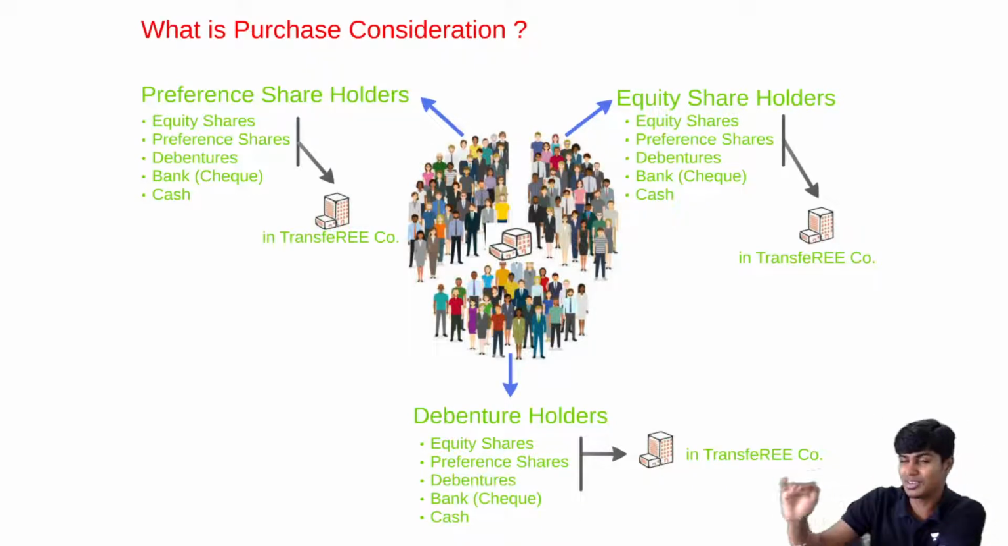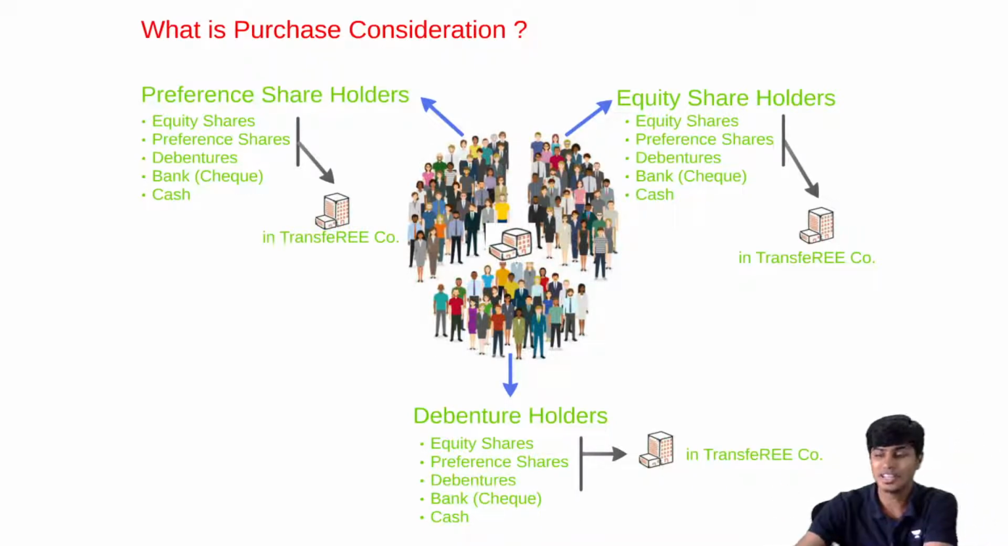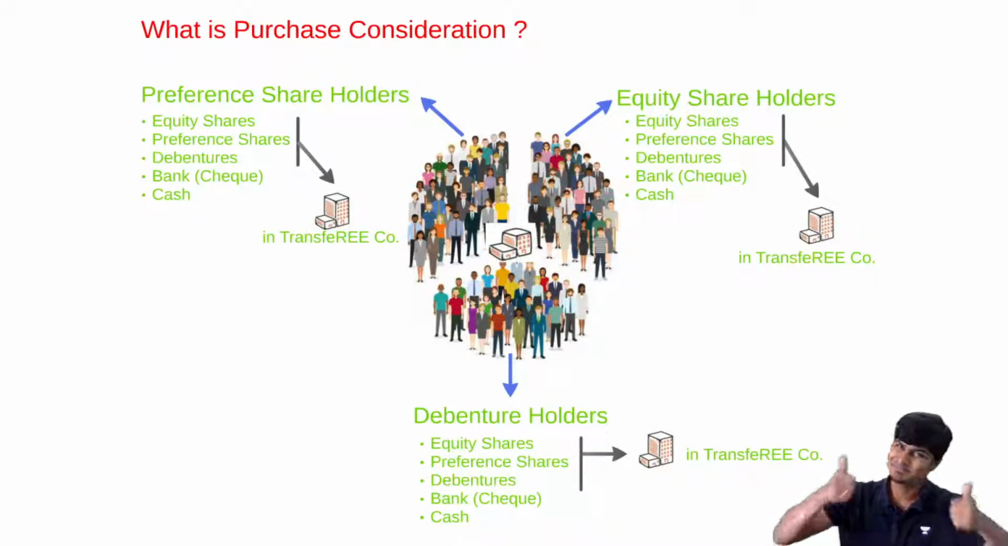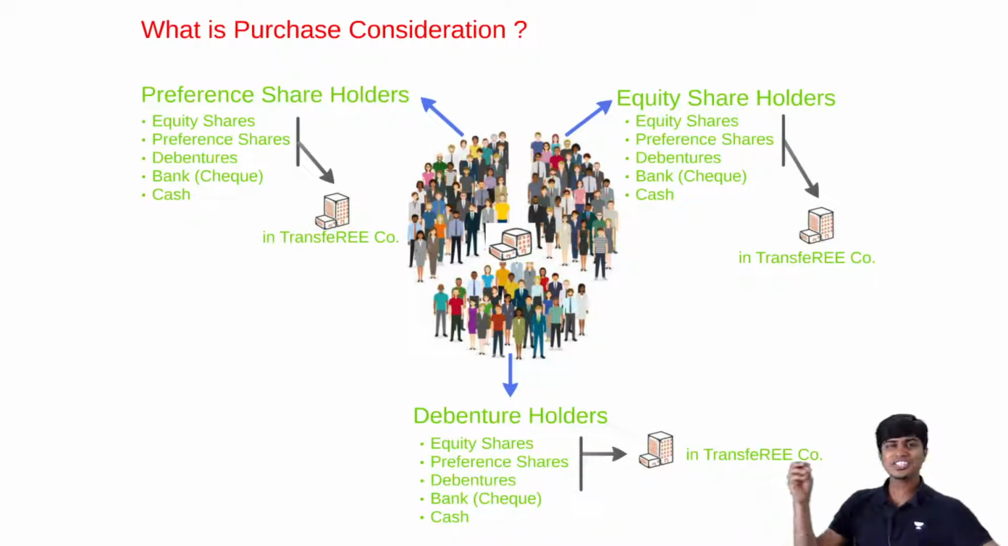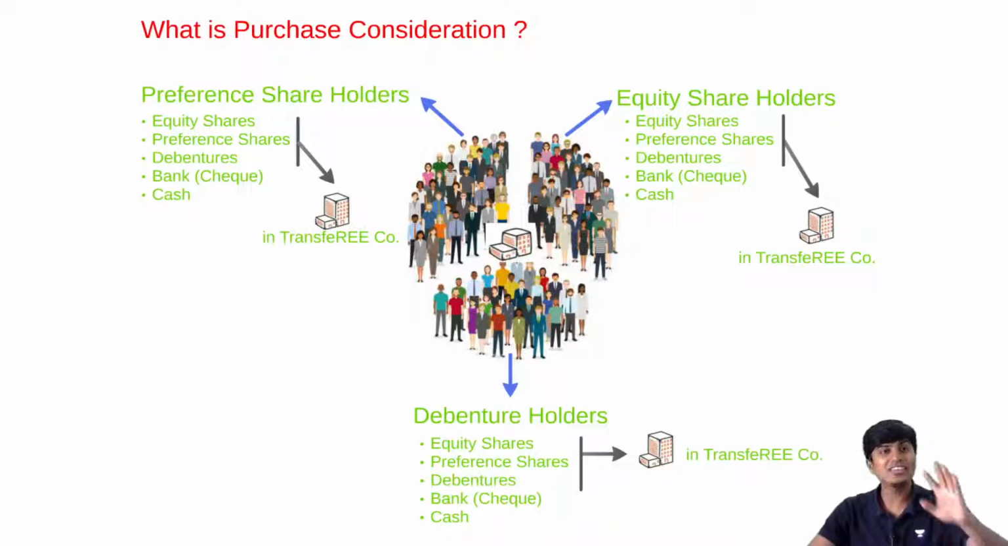So the bottom line or conclusion is very simple. What really matters is to whom we give, and not about what we give. You get that? So equity shares, preference shares, debentures, cash, cheque given to the shareholders of the transferor company is what we call purchase consideration. I hope you understood. Any form of money in any form given to debenture holders is not part of PC.